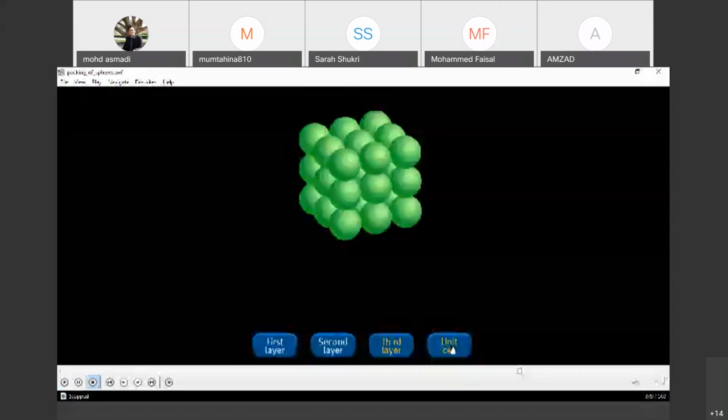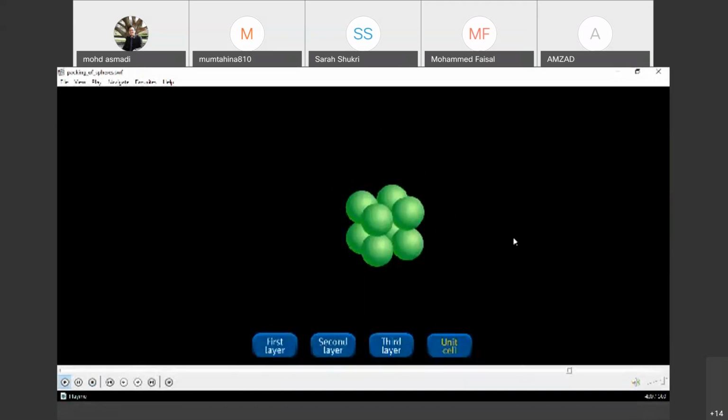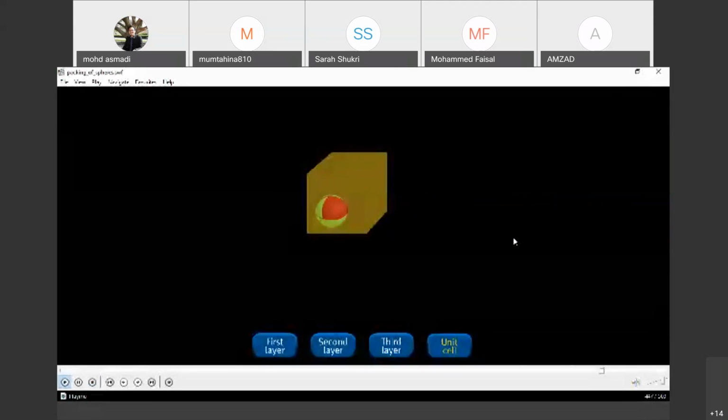The smallest repeating unit of a crystal lattice is called the unit cell. A corner atom or sphere is shared by 8 unit cells. Thus, only 1/8 of a corner atom lies within a given unit cell.